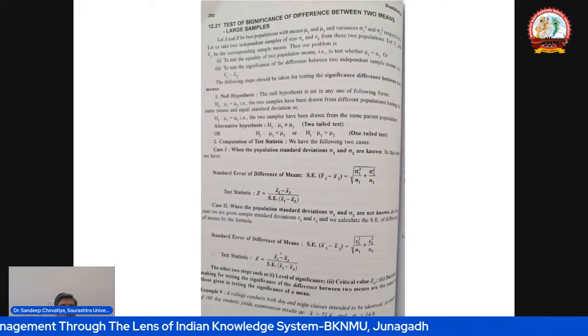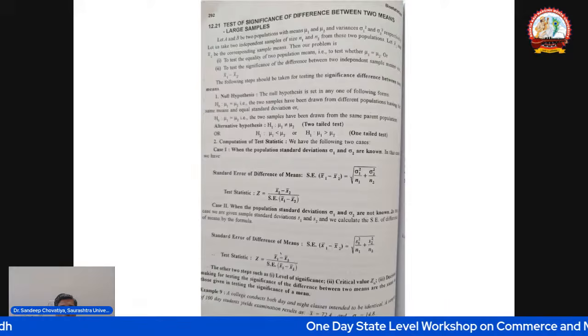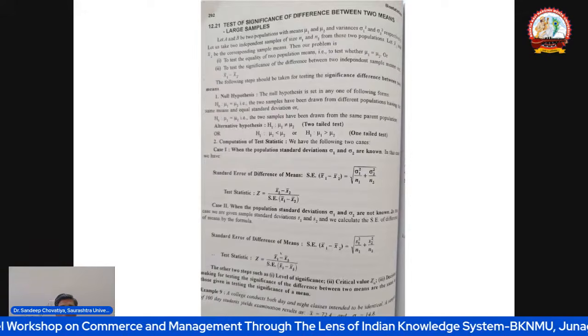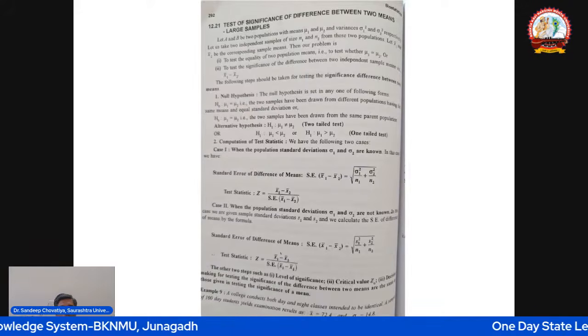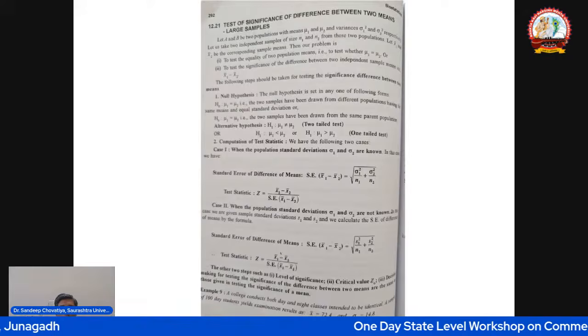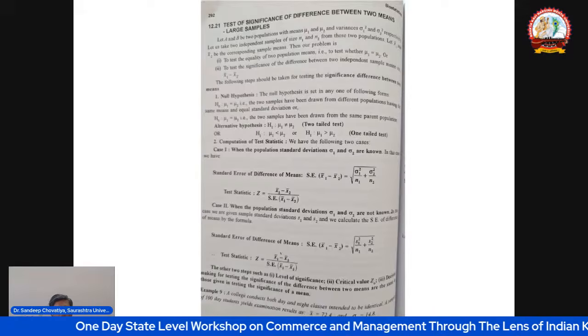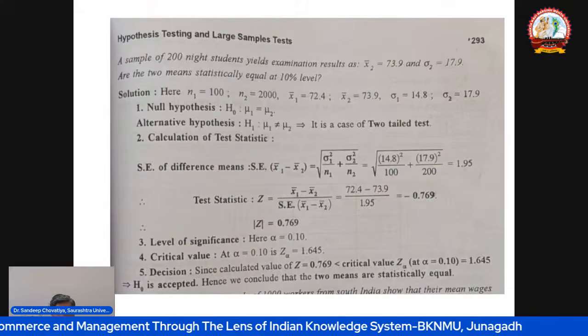Let us see the example given to us. A college conducts both day and night classes, and after 100 days they find out the students' examination results. The percentage of the first group of students with the standard deviation is given, and likewise the percentage and standard deviation of the second group.